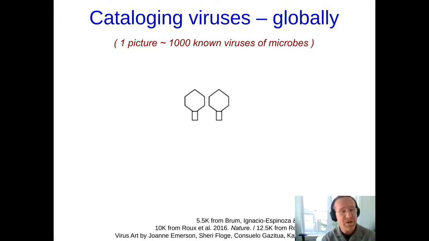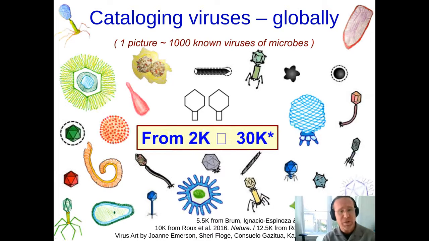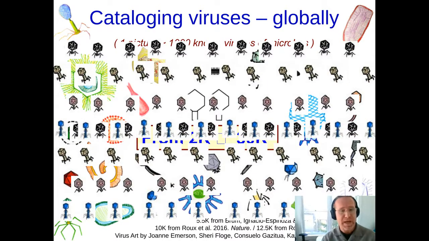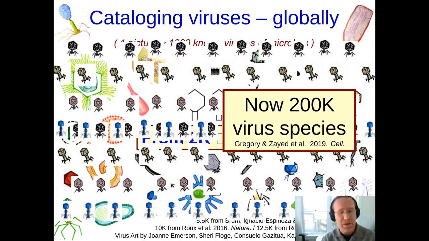So when we started, we had to just start by cataloging viruses. And here's a picture of where we were when we started. There were 2,000 genomic sequences for viruses and microbes. When we finished some of our early work, we had augmented those databases from 2,000 to 30,000. And in a recent paper, we augmented that 100-fold to 200,000 virus species. And these are many, many more genotypes within these variants.